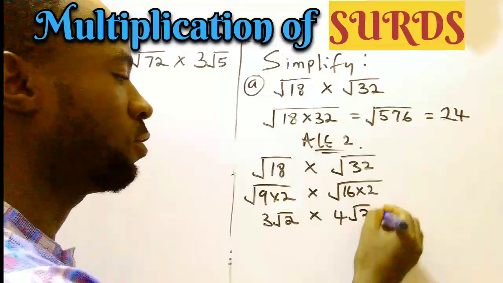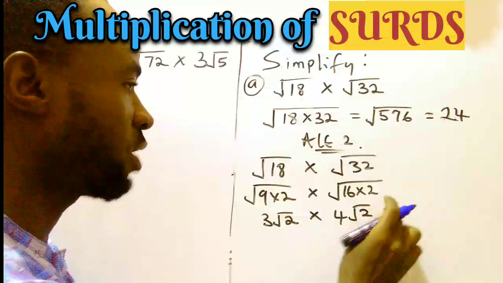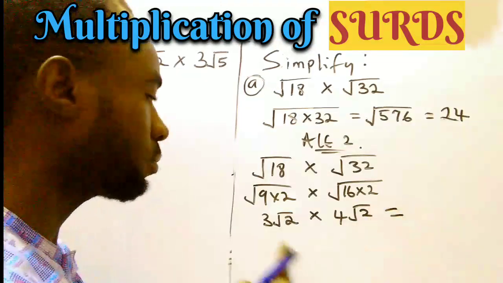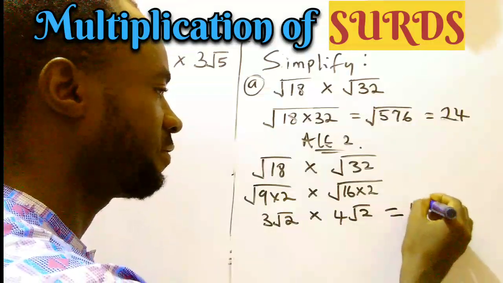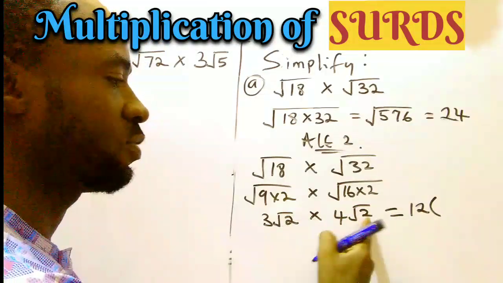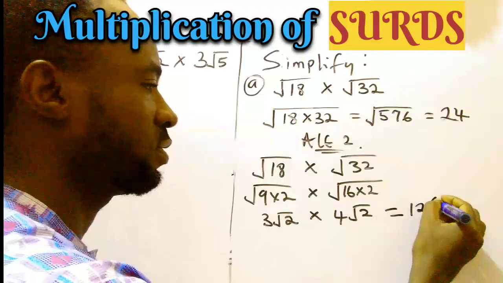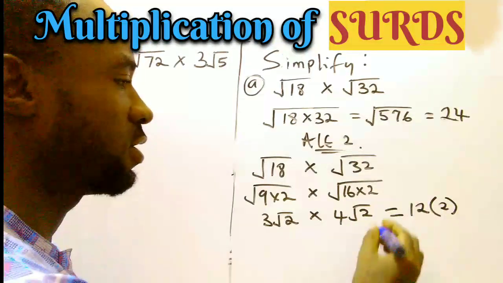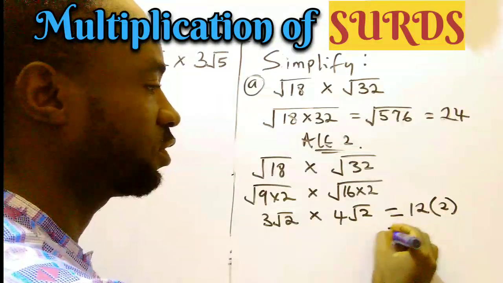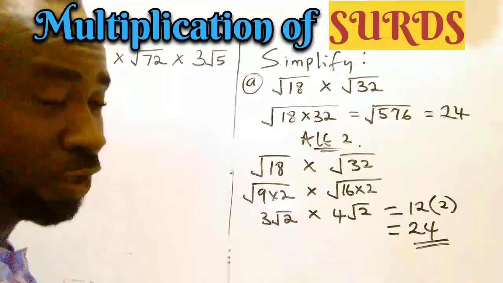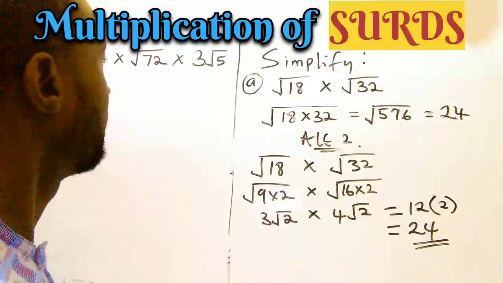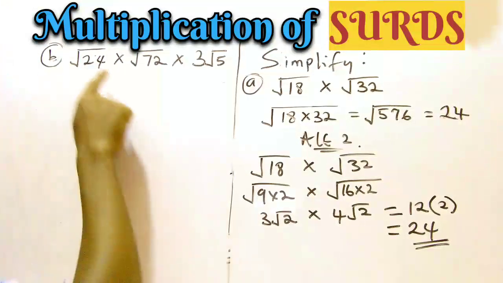Now for the multiplication, the numbers: 3 times 4 gives 12. And then the radicals: root 2 times root 2 is 2. Which means our final answer to this question is 24. So that's the solution. The answer is 24. Now let's look at this second one.